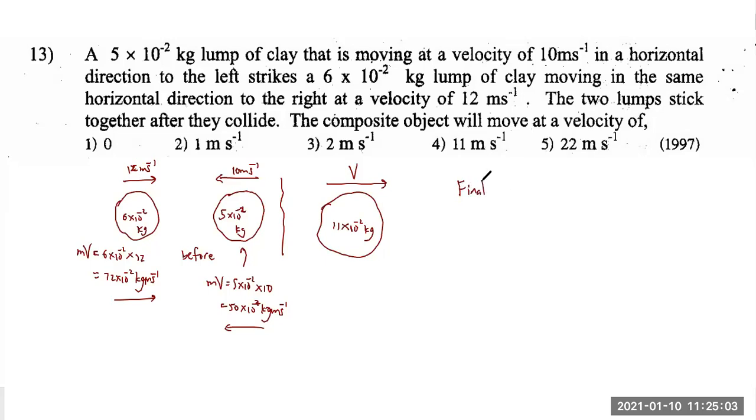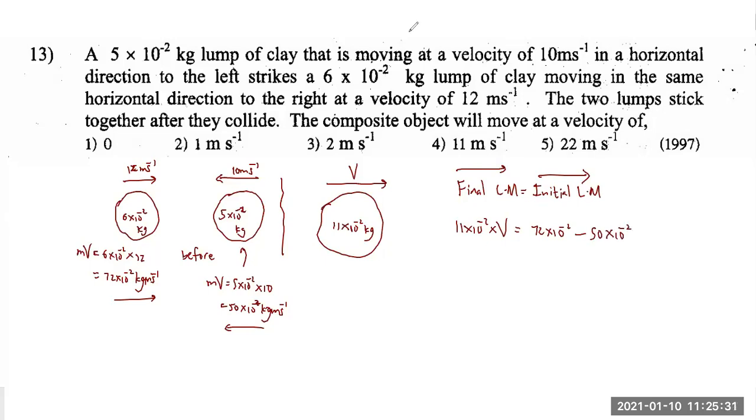Final linear momentum equals initial linear momentum. Final linear momentum is the total mass multiplied by the final velocity. Initial linear momentum, we have already found them. So 72 × 10^-2. Remember, I'm choosing this direction as positive because finally it's moving to the right, people. Minus 50 × 10^-2.